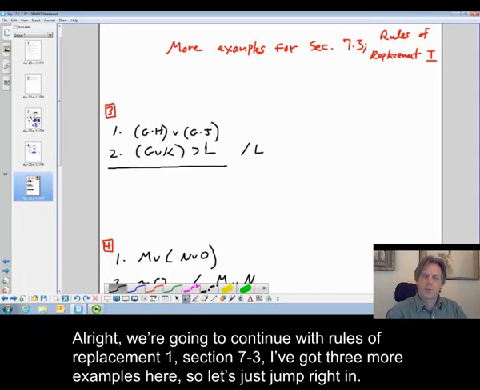Alright, we're going to continue with Rules of Replacement 1, Section 7.3. I've got 3 more examples, so let's just jump right in.